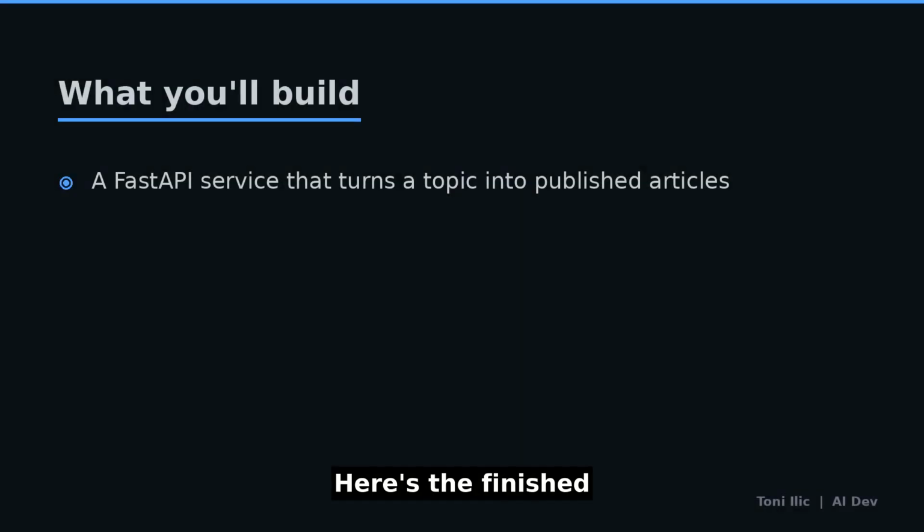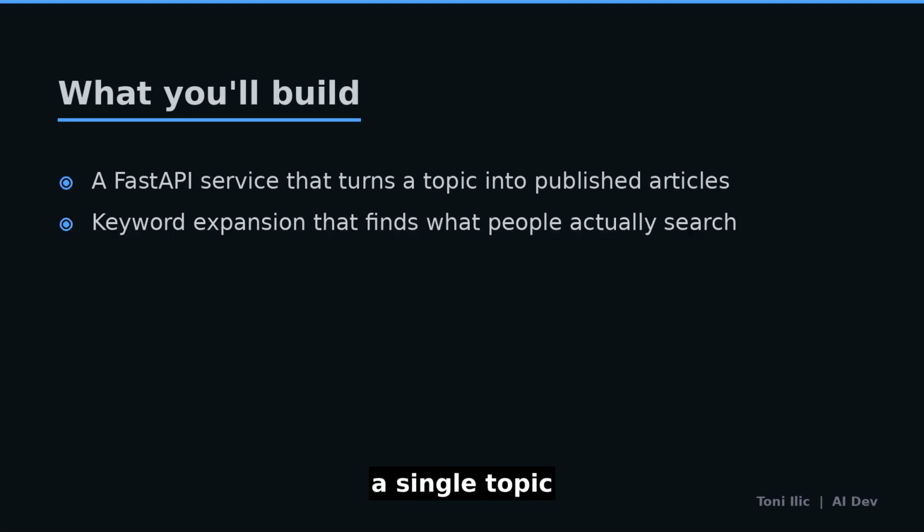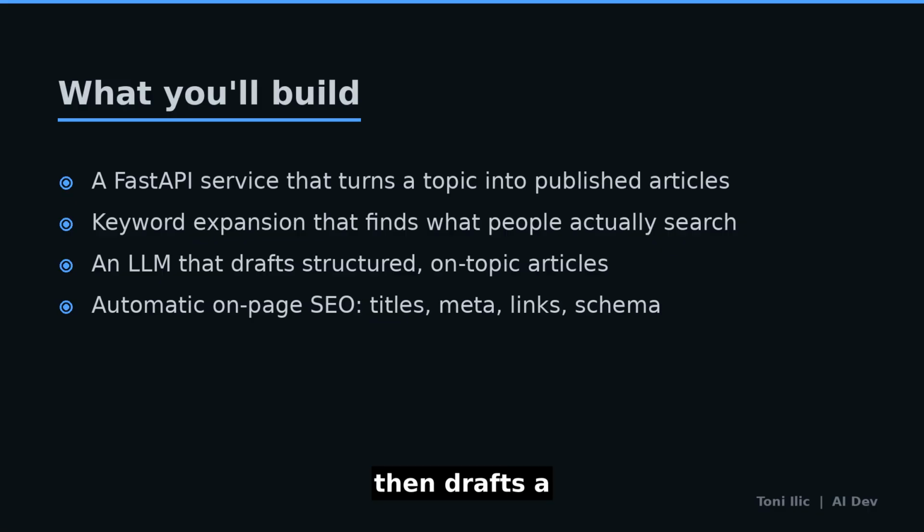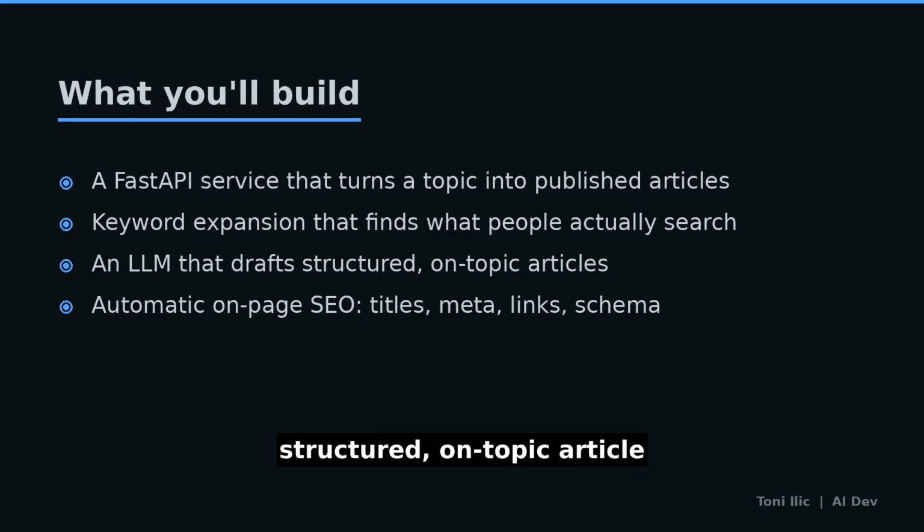Here's the finished picture, so you know where we're headed. A small FastAPI service takes a single topic and returns published articles. It expands your seed into the specific, long-tail keywords real people type into search. A language model then drafts a structured, on-topic article for each keyword.